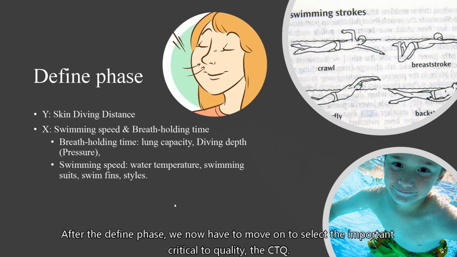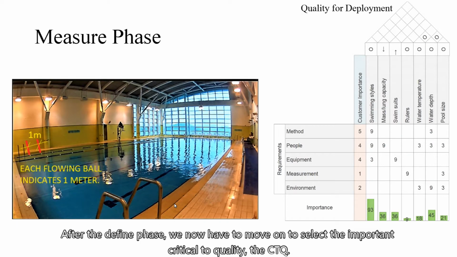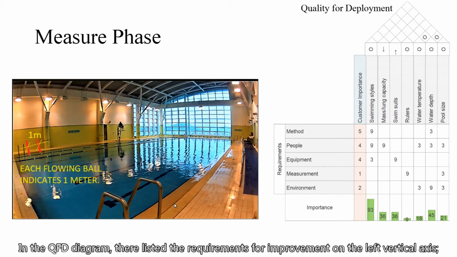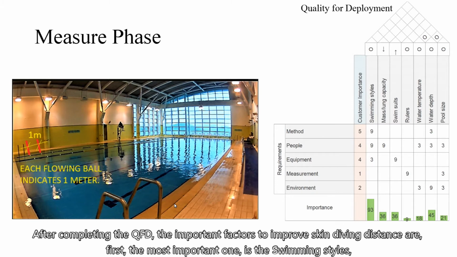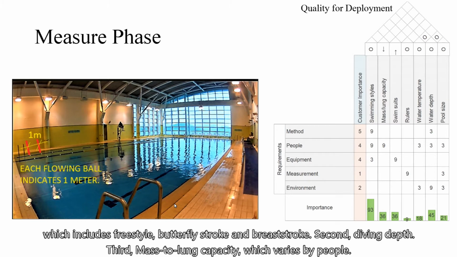After the define phase, we now have to move on to select the important critical to quality, the CTQ. In the QFD diagram, the requirements for improvement are listed on the left vertical axis, and for the small y, the factors that are subject to measurement are listed on the upper horizontal axis. After completing the QFD, the important factors to improve skin diving distance are, first, the most important one, the swimming styles, which include freestyle, butterfly stroke and breaststroke.